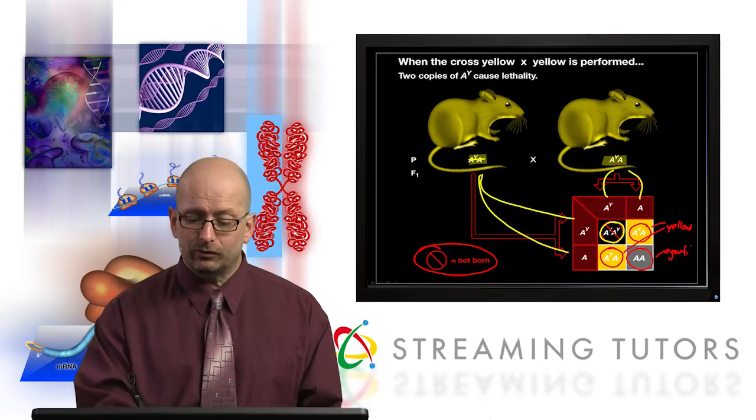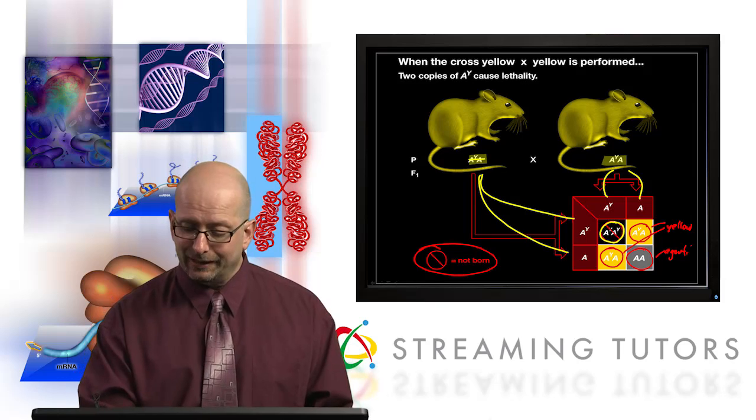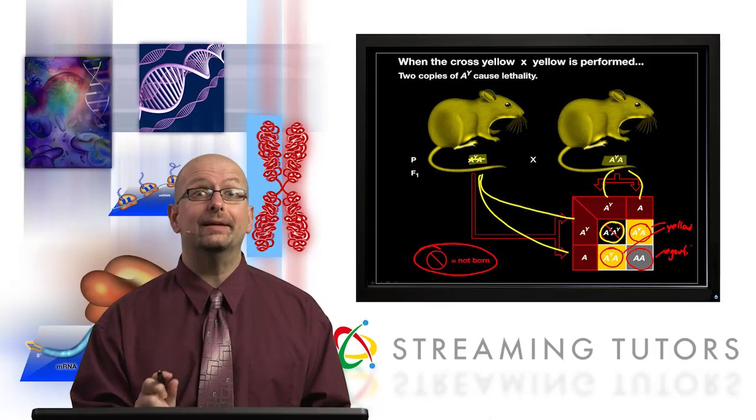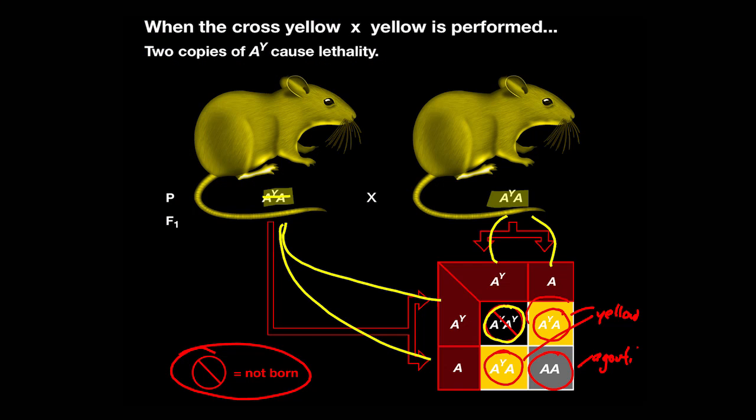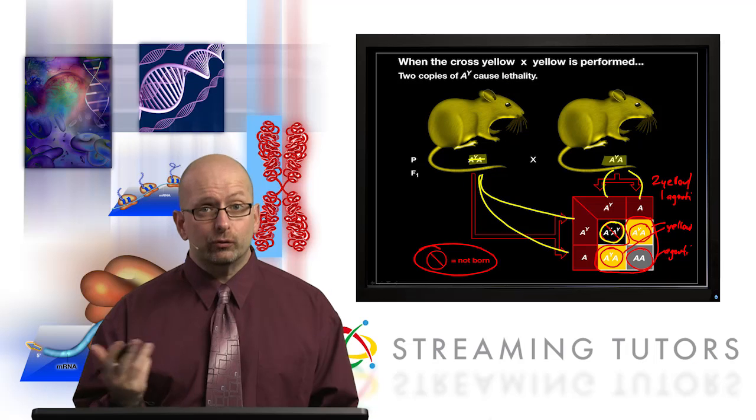I mean, you never will see them amongst the offspring even being born. So since they never come into being, remember the conditional probability we did before? It's almost like saying, out of the living offspring, what ratio do we see? And you can tell right from there that it's 2 yellow to 1 agouti.